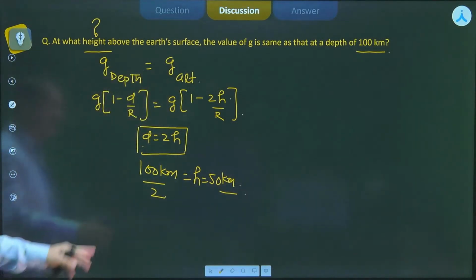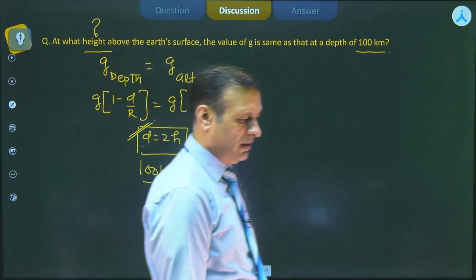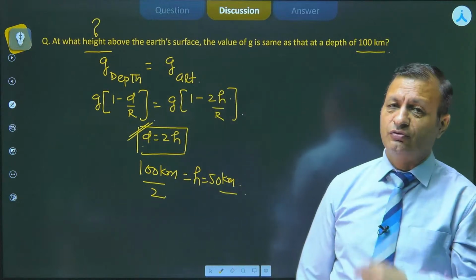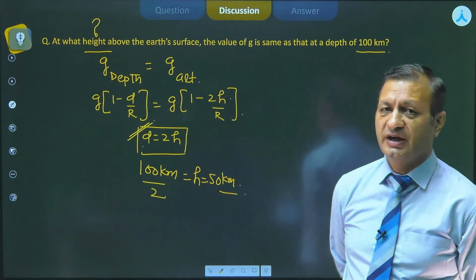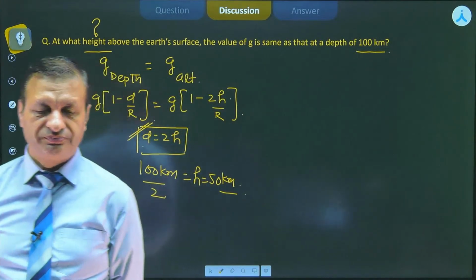So look at this. If you remember this relation, I think this question is also quite interesting and easy to answer. Any doubt from this part?